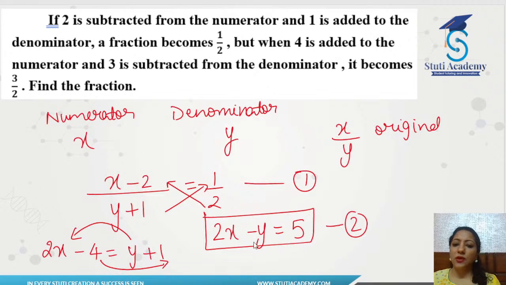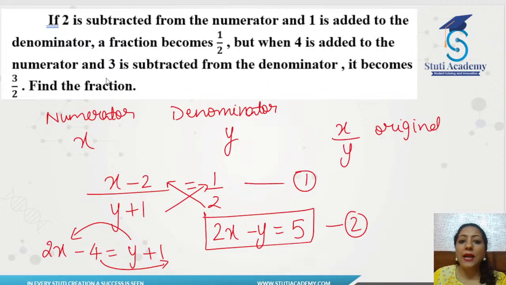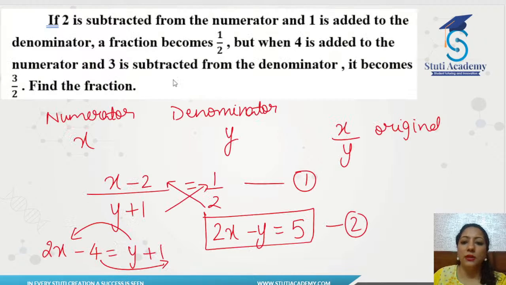Now, this is the first case where we've got 2x minus y is equal to 5. Now, in the second case, it is given that when 4 is added to the numerator of the original fraction, and 3 is subtracted from the denominator, it becomes 3 by 2. 4 is added to the numerator, so it's x plus 4. And then we have 3 subtracted from the denominator, so it's y minus 3. Then the fraction becomes 3 by 2.